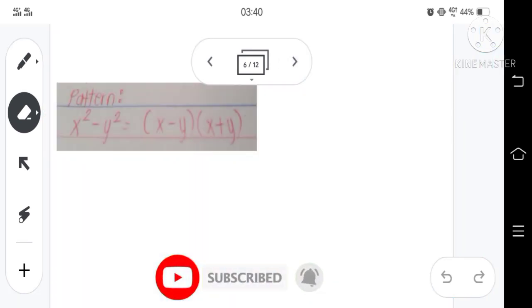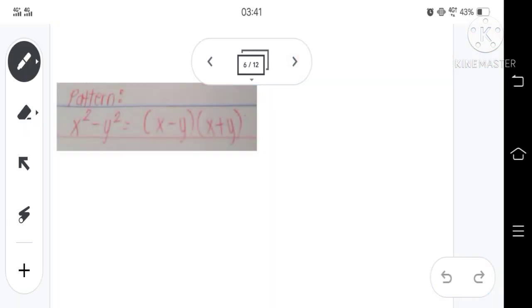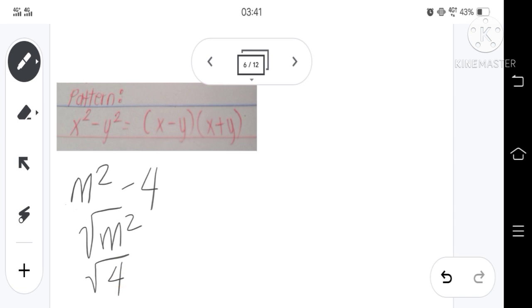So for my first example, which is from our activity a while ago, letter B. Let's factor m squared minus 4. For the solutions, we need to find the square root of m squared and the square root of 4. So the square root of m squared is equal to m, and the square root of 4 is equal to 2. Therefore, our two terms are m and 2.